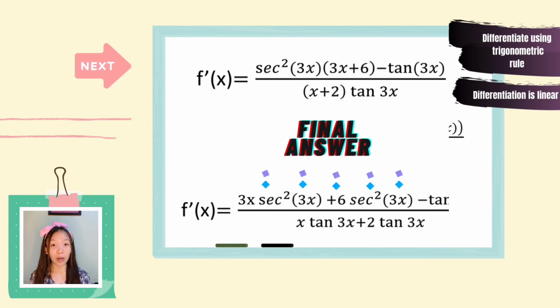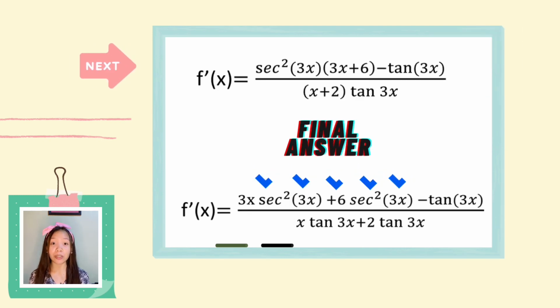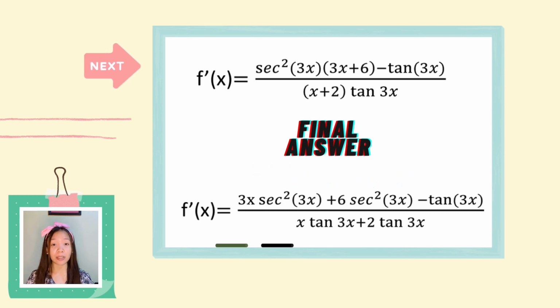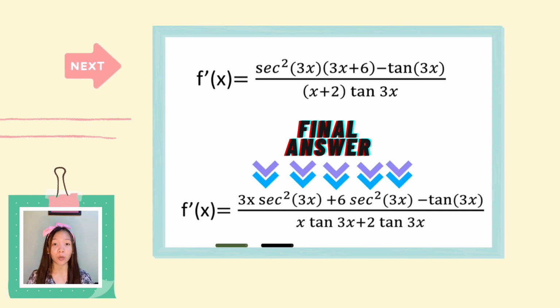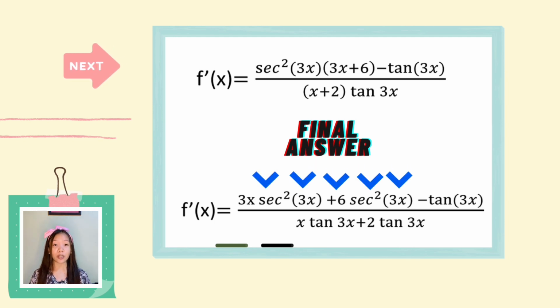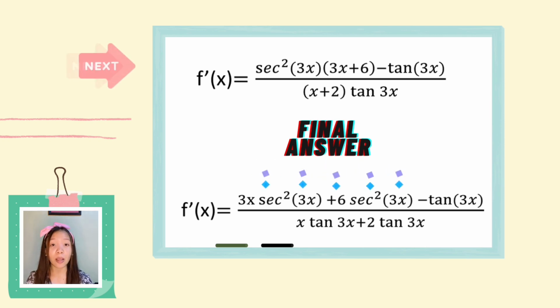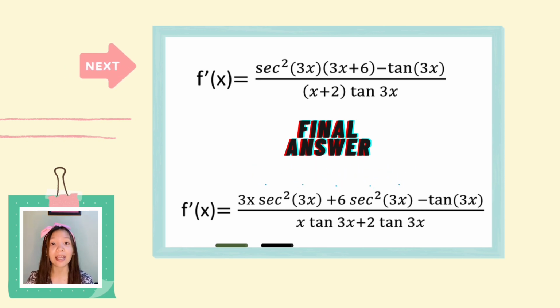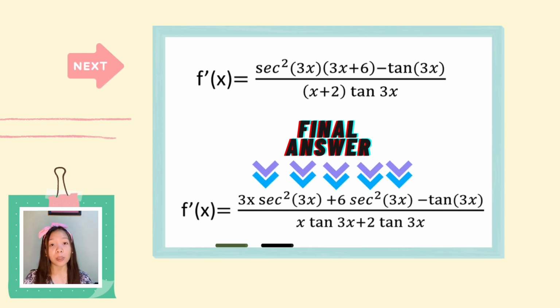Next, in our numerator, we distribute secant squared 3x to 3x plus 6, and for our denominator, we distribute x plus 2 to tangent 3x. So for our final answer, we will have 3x secant squared 3x plus 6 secant squared 3x minus tangent 3x all over x tangent 3x plus 2 tangent 3x.